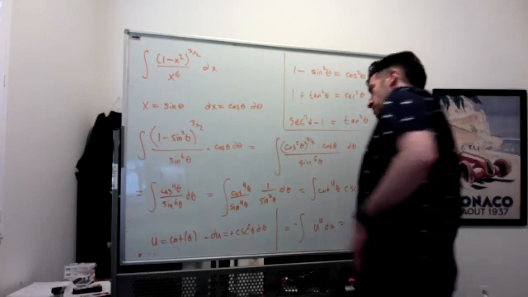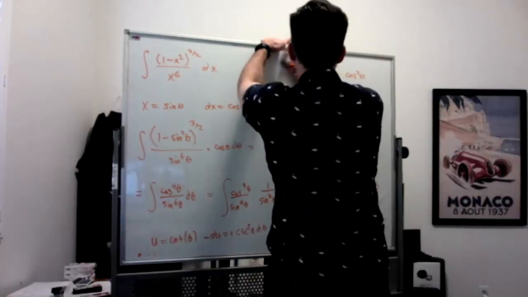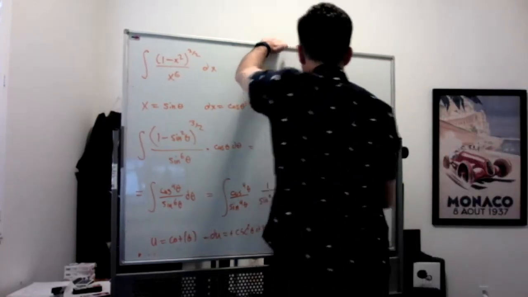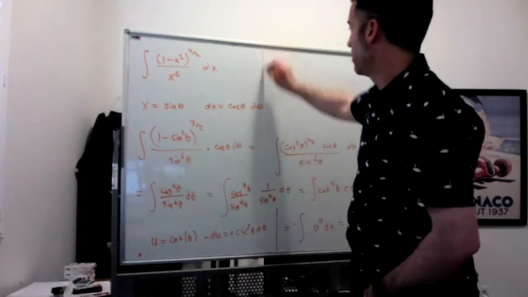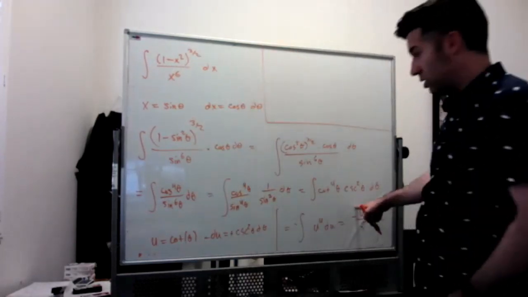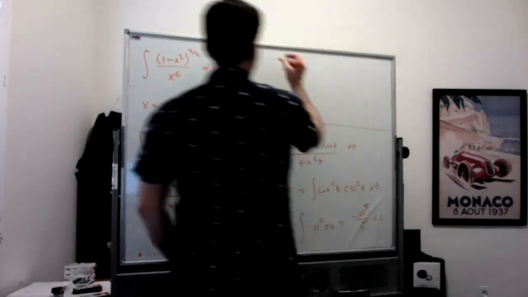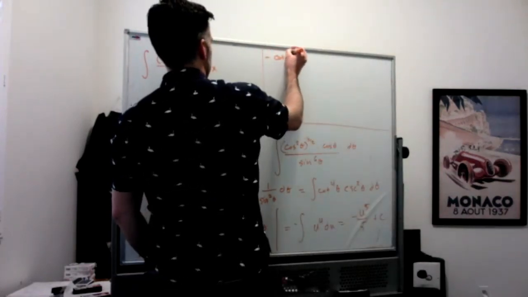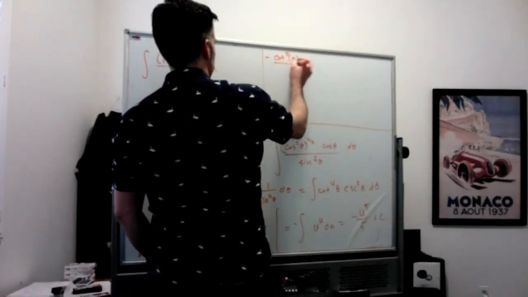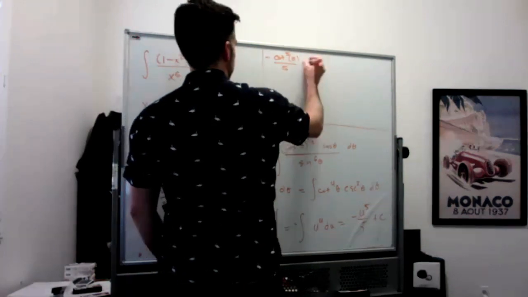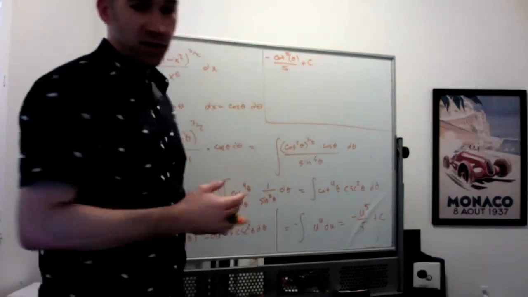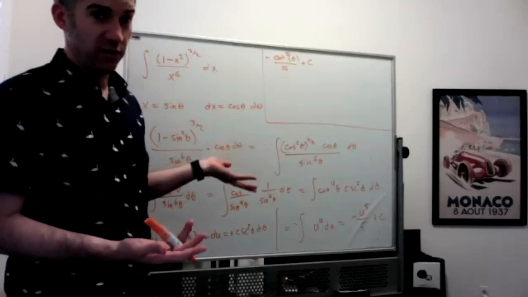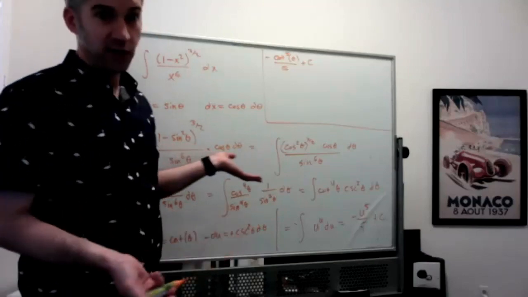So let's go ahead and erase this up here since I'm running out of room. So plugging in u equal to cotangent, we have negative cotangent to the fifth theta over 5. But the problem is we didn't start with theta as our variable, we started with x as our variable. So we then need to do the triangle thing.